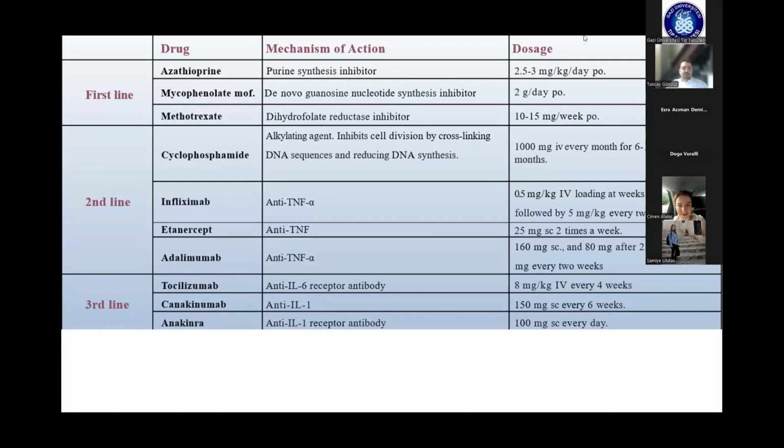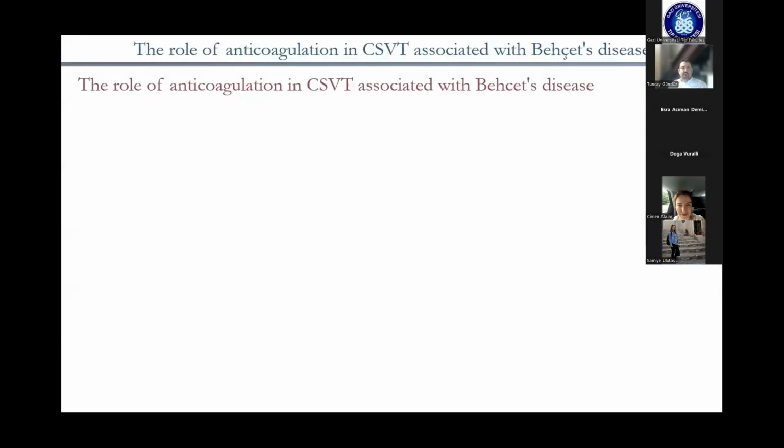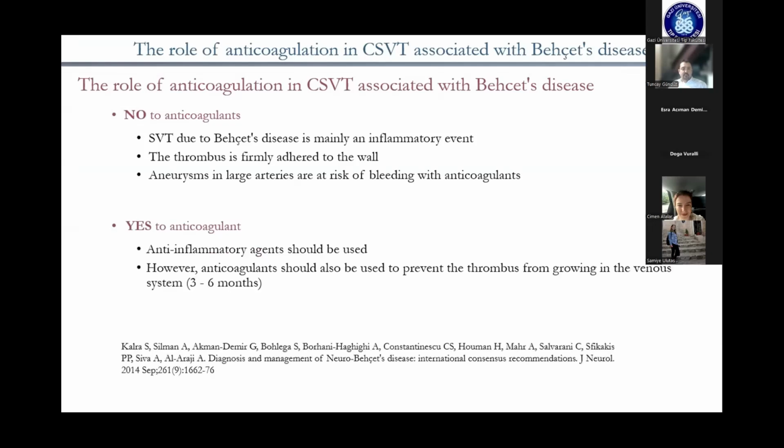These are first line, second line, and third line treatment options we use in neuro-Behçet's disease. Azathioprine, mycophenolate, and methotrexate are first line. Cyclophosphamide and infliximab are preferred in our center in second line. Nowadays, we prefer infliximab more. And as a third line, tocilizumab, canakinumab, or anakinra may be chosen. These are also more experimental medications. Okay, I can also pass the role of anticoagulation. We do not use anticoagulants mostly in CSVT.